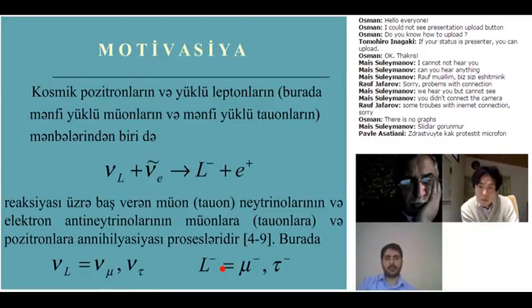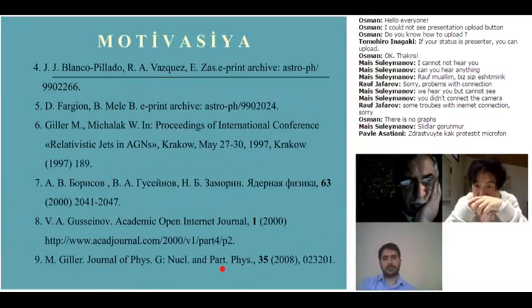The indicated reaction here is one of the possible sources of cosmic charged leptons. On the right side of the reaction, the letter L means muon and tauon with the negative sign, and nu L means the muon neutrino and tau neutrino. This is one of the possible sources of cosmic charged leptons, muons, tauons, and positrons of high energy, maybe super high energies. Therefore, this reaction is important for investigation.